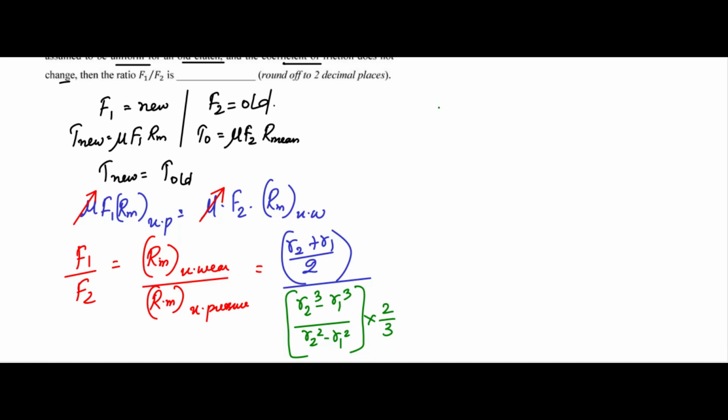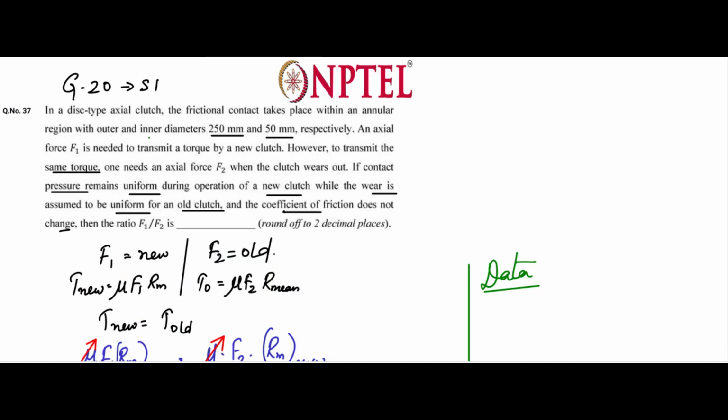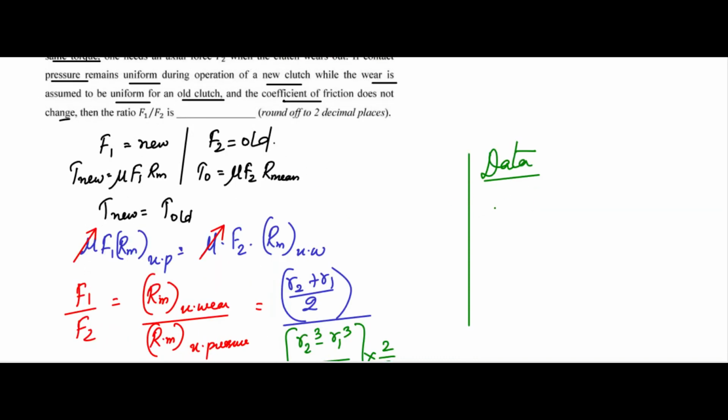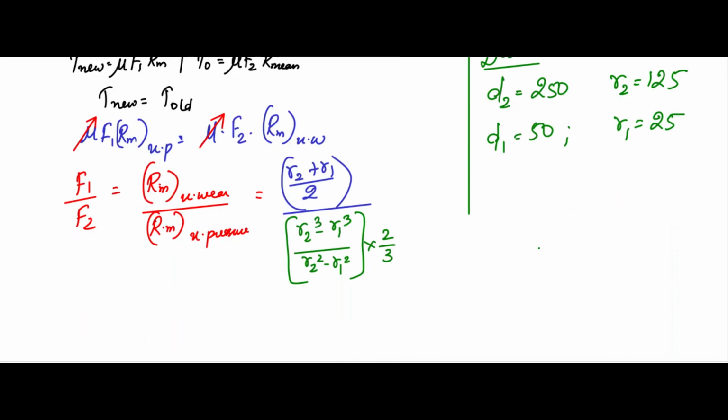Now we shall write the given data. The data given in the question is the outer and inner diameters alone. The outer diameter D2 is equal to 250, so R2 is going to be 125. D1 is going to be 50, therefore R1 is going to be 25. Once this is done, just substitute the values and you will get the final data.